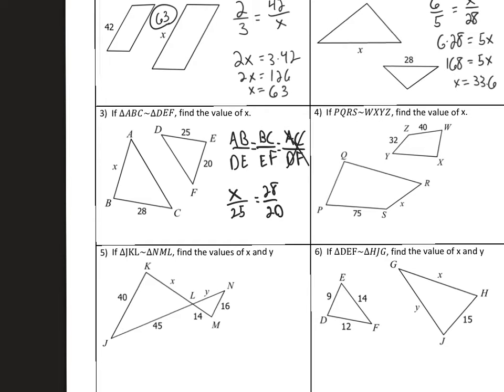28 over 20 reduces to 7/5. Maybe that'll make it a little bit faster. So I'm going to cross that out and make it 7/5. And now we can find the cross product. 7 times 25 equals 5 times x. 7 times 25 is 175. So x will equal 35.